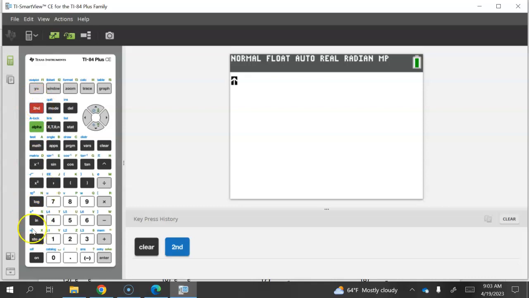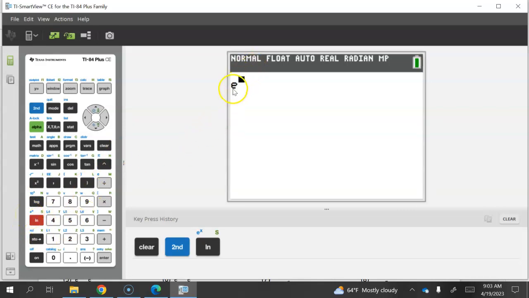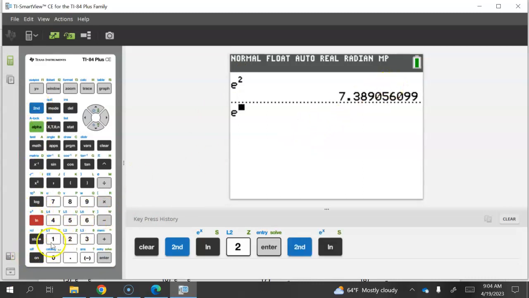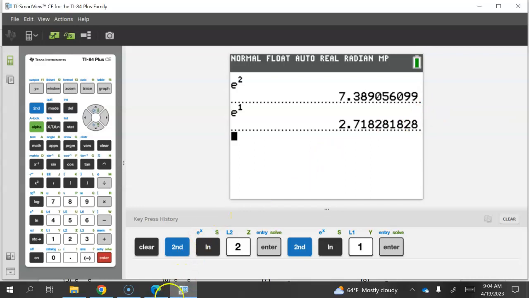So in this instance, it's second, natural log. That's what happens with a lot of calculators, you just do second and then natural log, and you get to the e button. Then it's e, and you can type in an exponent. So if it's asking us e to the second, we just do that, and we get that out there. And if it's just asking us for e, just e to the first, that's just 2.7, and then you've got the decimal right there.